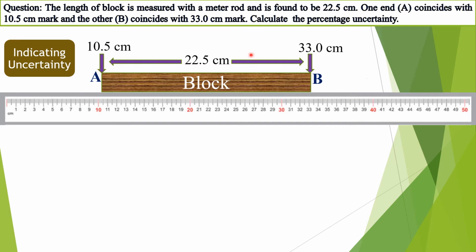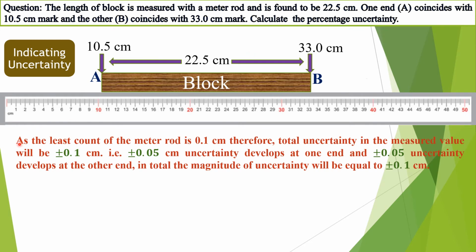As the least count of the meter rod is 0.1 centimeter, therefore the total uncertainty in the measured value will be plus minus 0.1 centimeter. We write uncertainty with a plus minus sign because the total uncertainty in this experiment is plus minus 0.1. So plus minus 0.05 centimeter uncertainty develops at one end and plus minus 0.05 uncertainty develops at the other end of the block. In total, the magnitude of uncertainty will be equal to plus minus 0.1 centimeter.